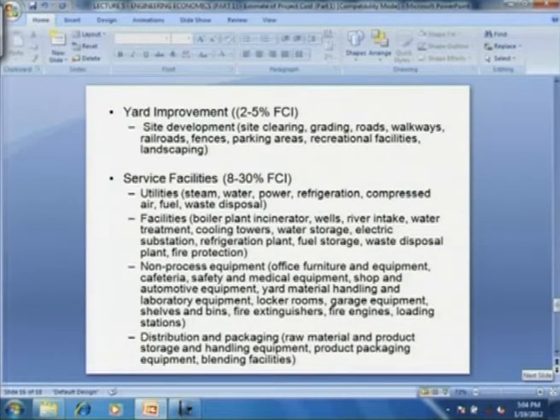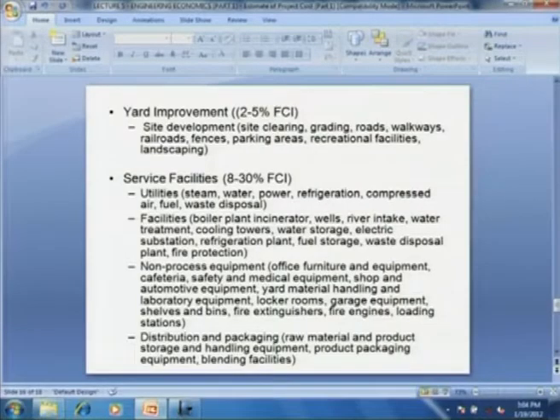Then the cost of yard improvement. The land that you get for the plant may not be a completely flat land. It can have certain small hills or small culverts or some lake kind of things. So you have to make them even by proper demolishing or filling of land. So site development is an important issue. Site clearing, grading, building of roads, walkways, railroads, fences, parking areas, recreational facilities, quarters for your personnel, then landscaping, making beautification.